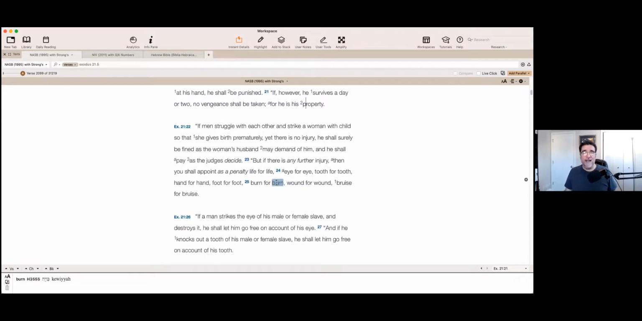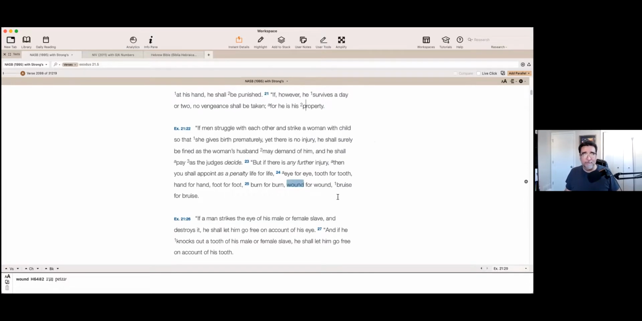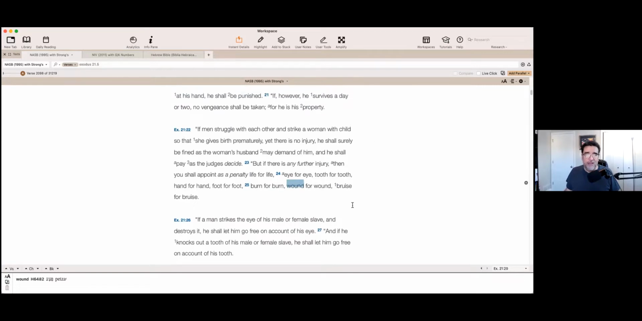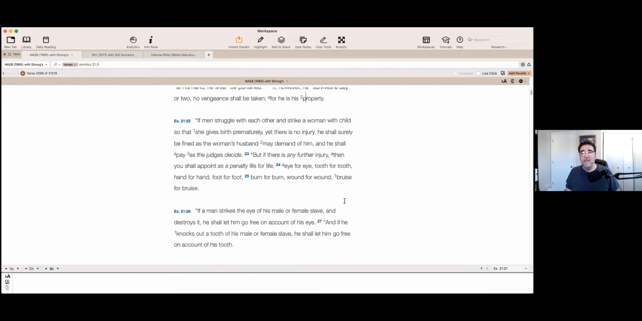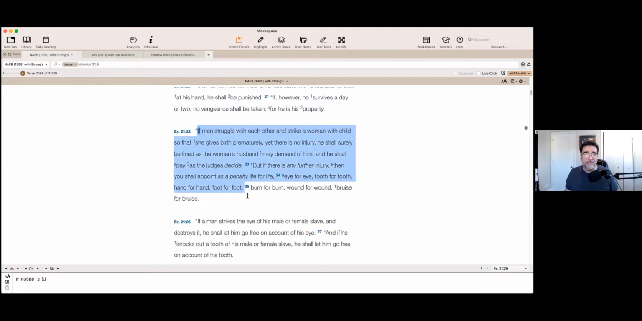22 to 25 is widely debated. If men struggle with each other and strike a woman with child so that she gives birth prematurely, yet there is no injury, he shall surely be fined as the woman's husband may demand of him, and he shall pay as the judges decide. But if there is any further injury, then you shall appoint as a penalty life for life, eye for eye, tooth for tooth, hand for hand, foot for foot, burn for burn, wound for wound, bruise for bruise.